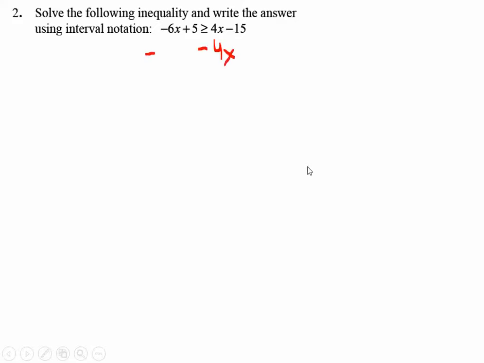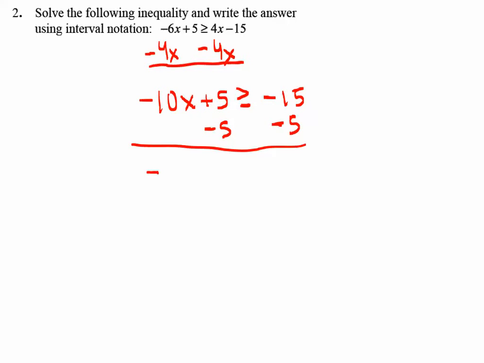So subtract 4x from both sides. Gets you a negative 10x plus 5 greater than or equal to negative 15. Everybody good there? Subtract 5 from both sides. Now it gives you negative 10x is greater than or equal to negative 20. And then we divide through by negative 10. Negative 10 here, negative 10 there.